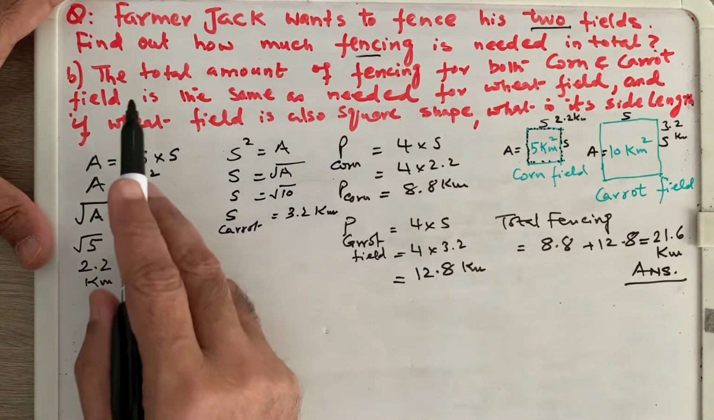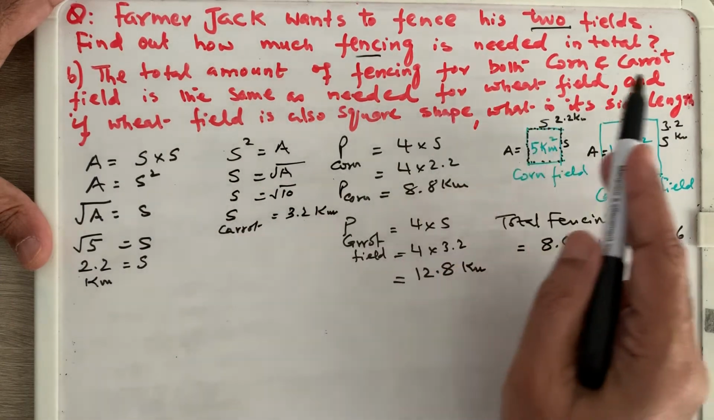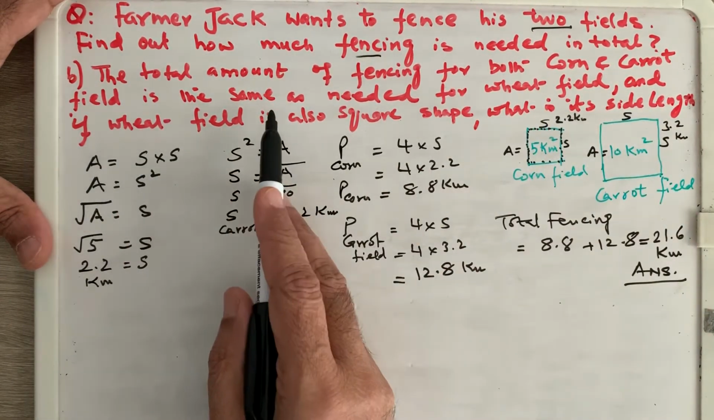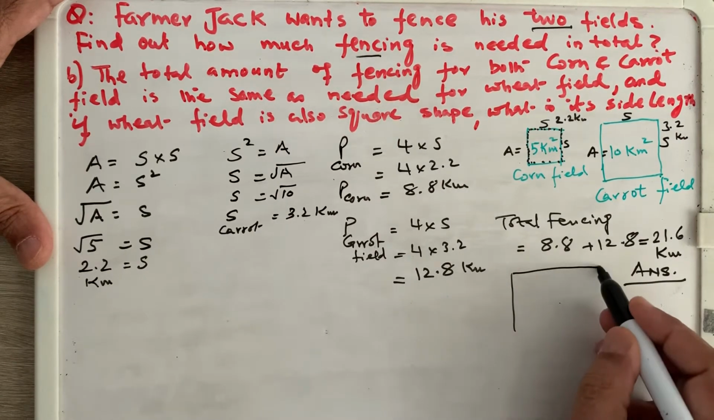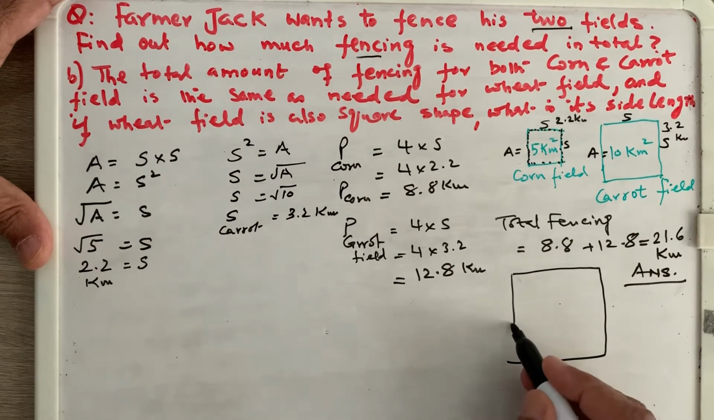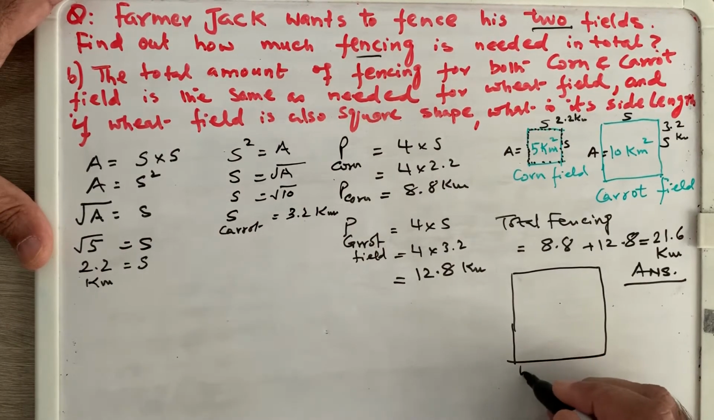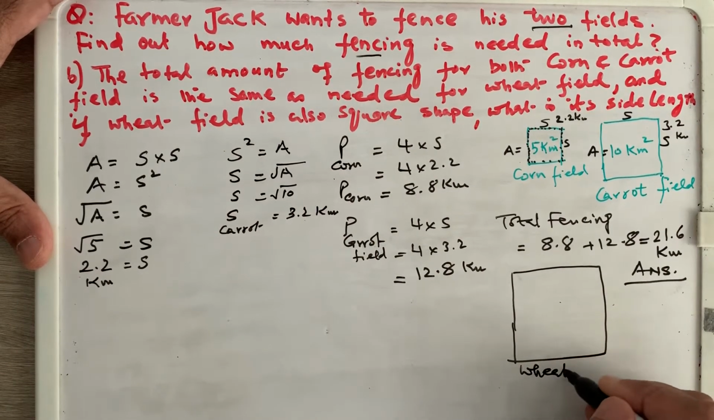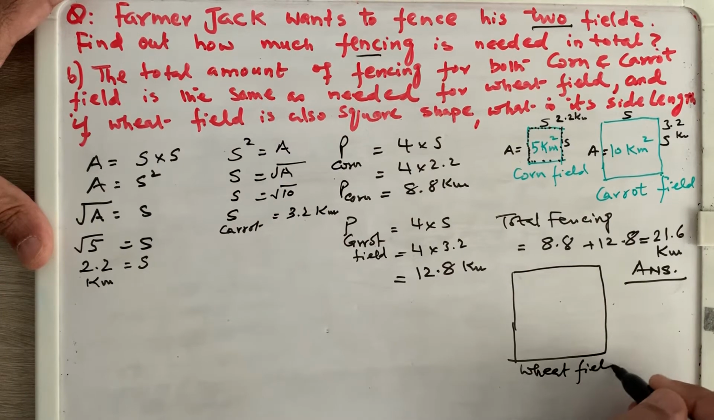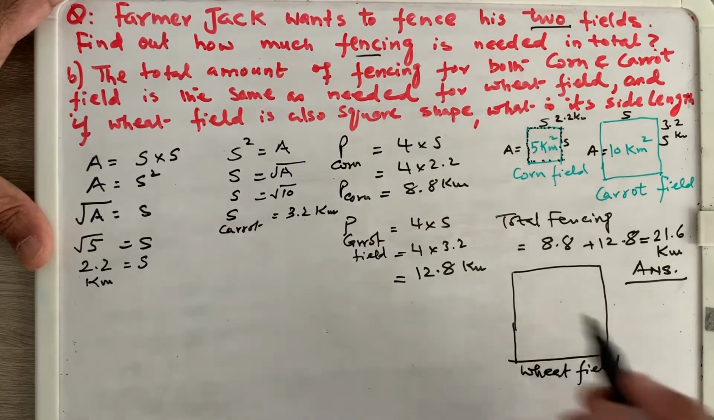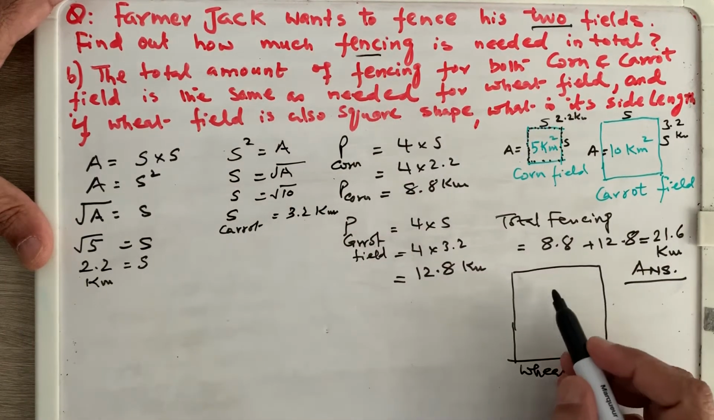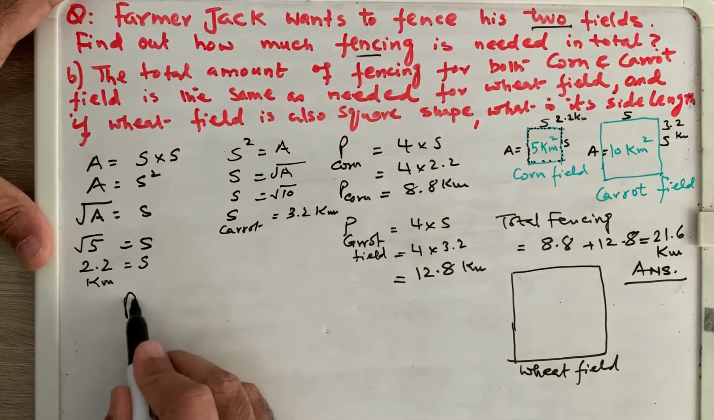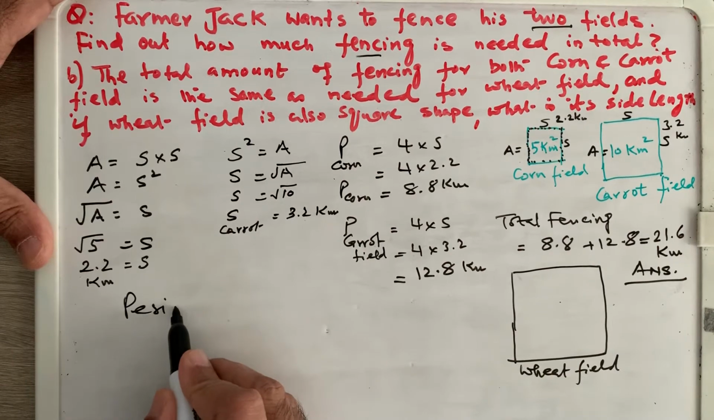Now the B part: the total amount of the fencing for both corn and carrot field is the same as needed for the wheat field. So he has got another field which is a bigger one, which is the wheat field. So this is his wheat field. But in this question, he's saying that for the wheat field, the total amount of the fencing, fencing means perimeter. So the perimeter of the wheat field.